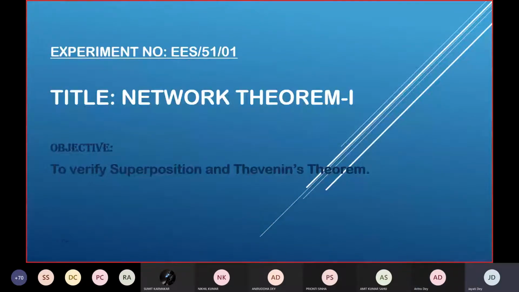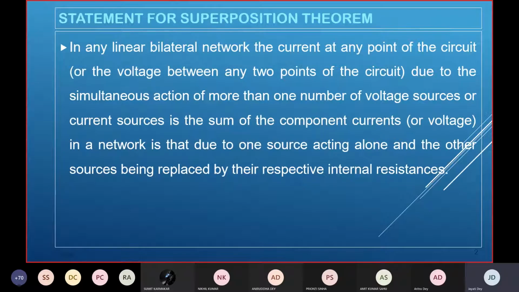The experiment is on the verification of superposition and Thevenin's theorem. Already it has been discussed in your theoretical class, and we hope that you know what is superposition theorem. So here also we will again explain this, and then we will move to the video recording of the experiment that we did in the laboratory, and we are going to demonstrate this to you.